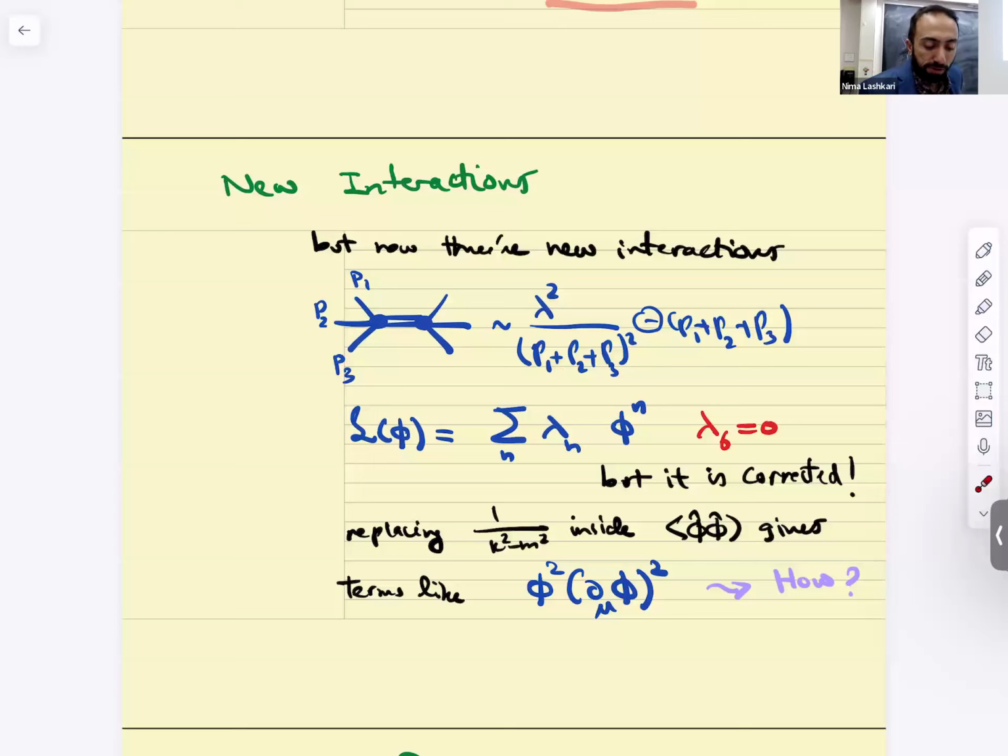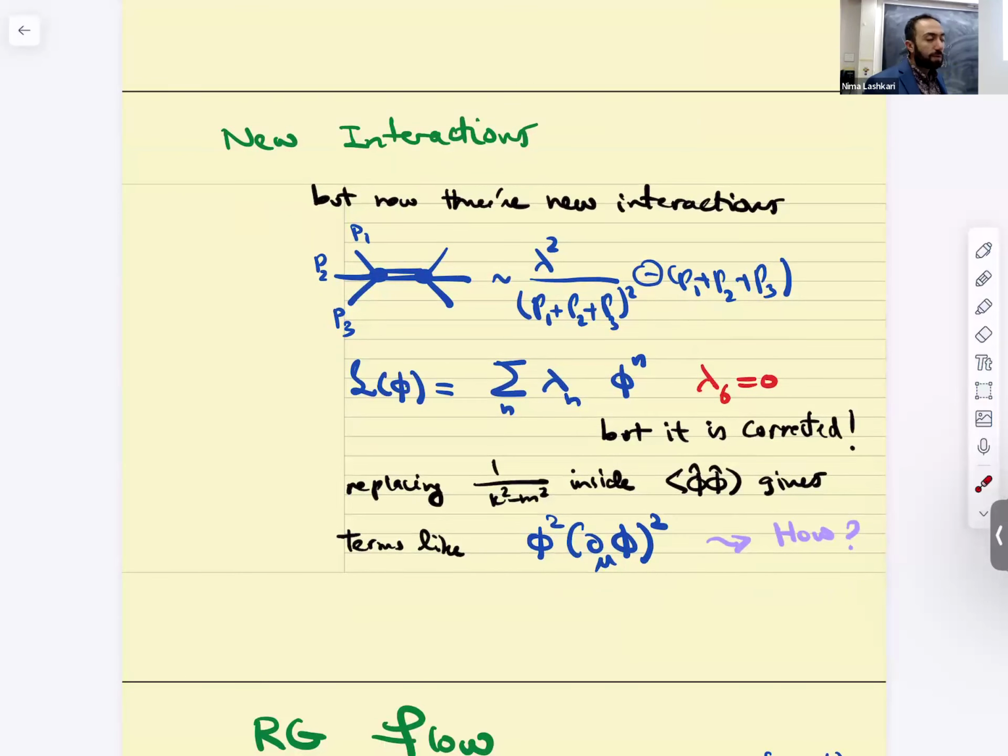P1 plus P2 plus P3 squared is just the momentum propagating here. And this is that characteristic constant, right? It's probably over there. Lambda 6 was 0, but it was corrected. So quantum mechanically, you shouldn't expect low energy theories to just have a bunch of terms.